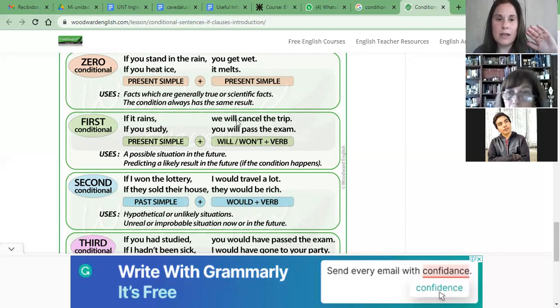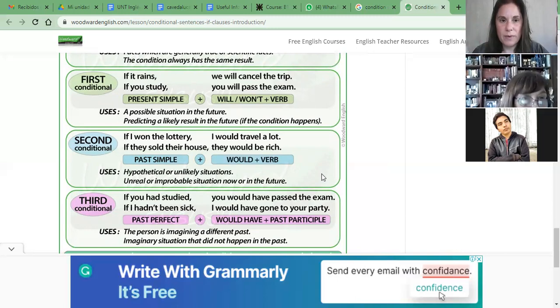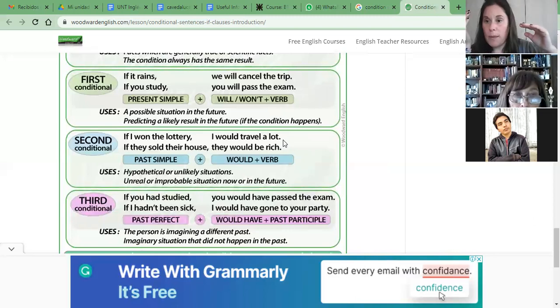And then you have different conditionals. Like the second conditional, you use it to talk about something hypothetical, and the third conditional to talk about something super unreal. The second conditional says, if I won the lottery, I will travel a lot. Si ganase la lotería, viajaría un montón. ¿Es posible que gane la lotería? Sí, pero es poco probable. Son situaciones que son poco probables y van decreciendo en probabilidad. En la tercera es improbable.